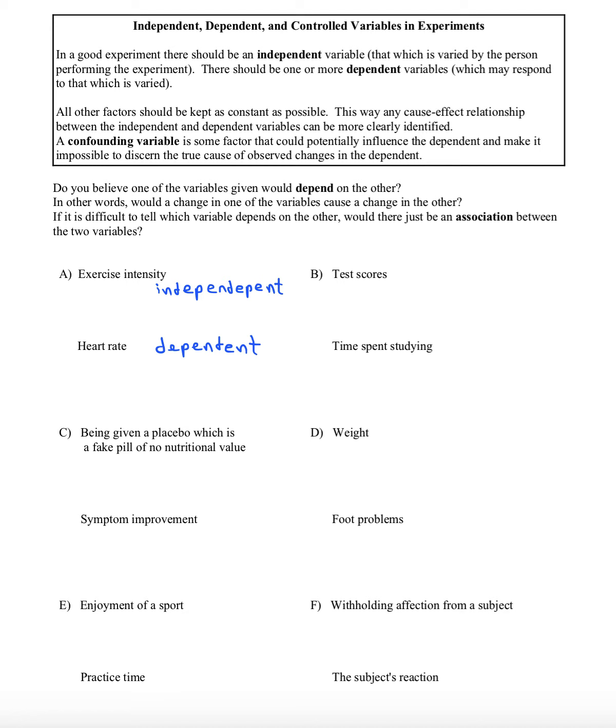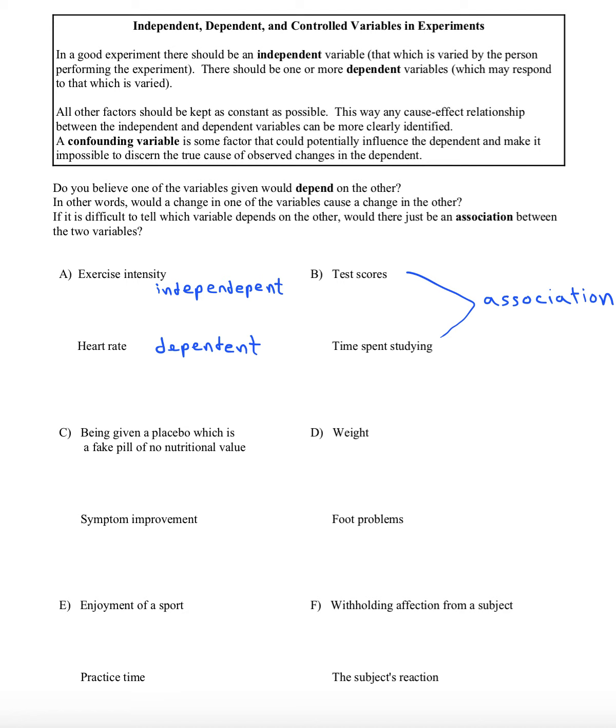But since the particular test wasn't described, is it possible that students who did poorly on a first test may decide to put more time into studying afterwards? So it could go both ways. The test scores could influence the time spent studying, and the time spent studying could influence the test scores. For that reason, I'm just going to say that there's an association between them. They have some kind of relationship with each other, but I can't really tell which one is the independent and dependent without more information.